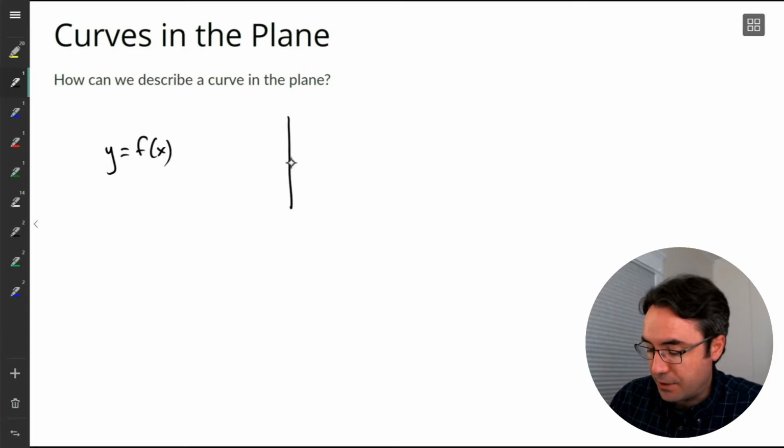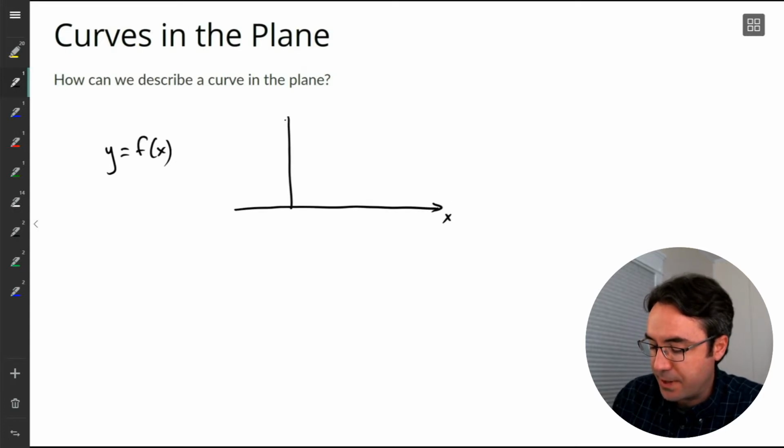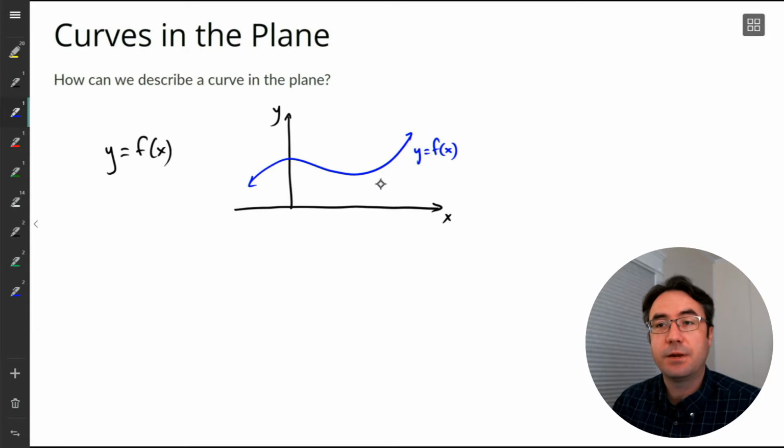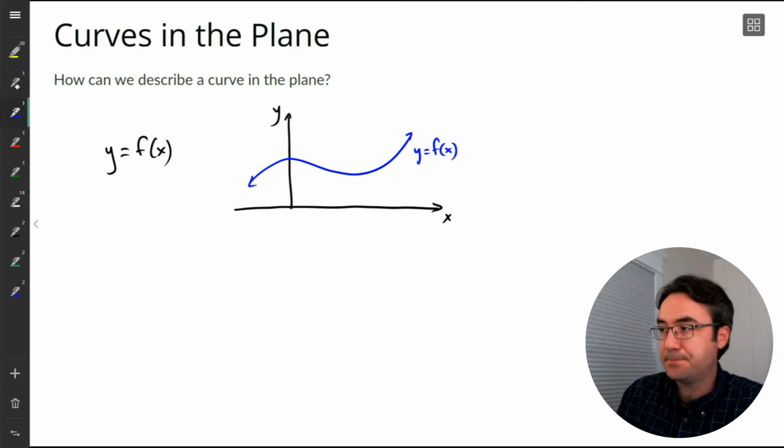So what do these generally look like? We have our x-axis, we have our y-axis, and then we have our curve. Maybe it looks something like this, y equal to f of x. Now this is pretty good. We get a nice curve, but there's some restriction here. And the restriction for a function is that the curve has to pass the vertical line test.